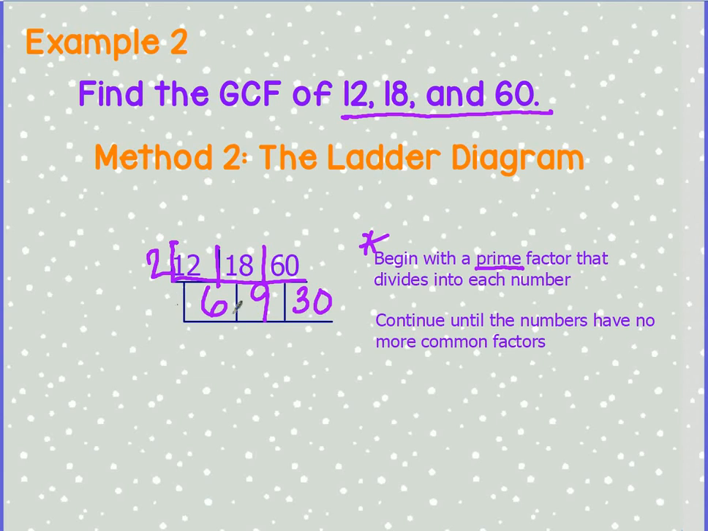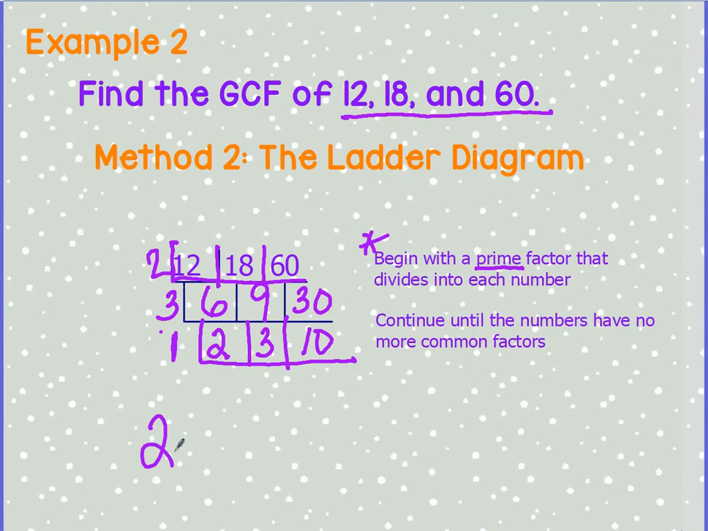All right, now I look again to see, do all of these have a common prime factor? In this case, they can all be divided by 3. 6 divided by 3 is 2, 9 divided by 3 is 3, 30 divided by 3 is 10. Now I look again, and the greatest prime factor that these all have in common is 1. Now that we've gotten down to 1, we know that we're done.